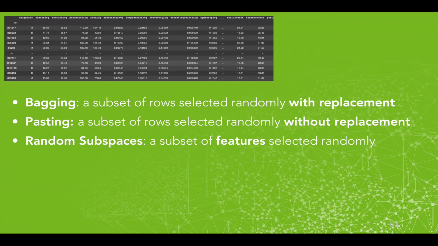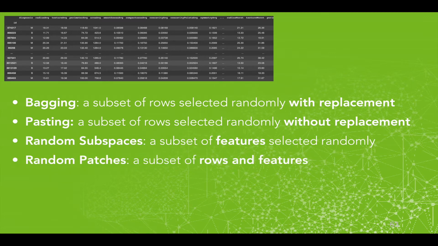Random subspaces means that instead of looking at random rows of data, we're going to select a random subset of features. We have 1,000 features in this example, and we're just going to select, let's say, randomly 500 of them for each classifier. Again, we can say with replacement or without, but that's what random subspaces are. And finally, random patches means anything goes. We're going to select a subset of rows and a subset of features. So those are the four main types of bagging algorithms: bagging, pasting, random subspaces, and random patches.